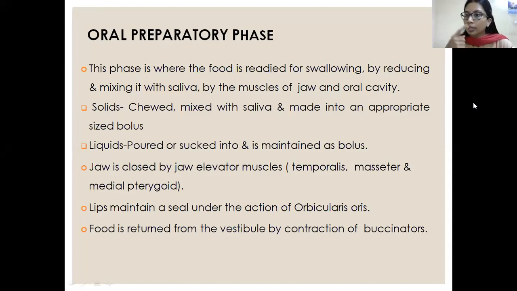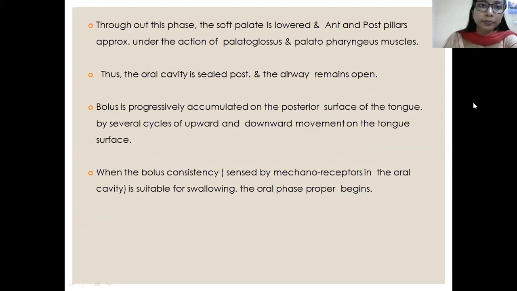That is the muscle fibers around the lips or your mouth. So that is precisely the mouth. So that is your orbicularis oris. Yes. The food is returned from the vestibule by contraction of the buccinator. Vestibule is nothing but the space between your gums and your cheeks. So the gaps into which the food can get stuck. By the contraction of buccinators, this food from your vestibule is pushed back into the mouth.